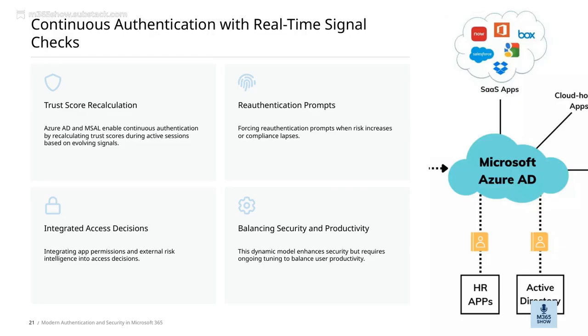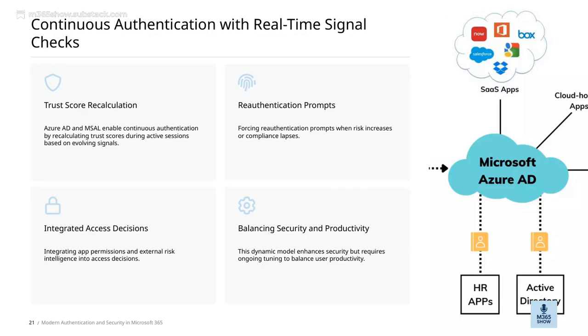And that's where Azure AD and MSAL come into play. They enable continuous authentication by recalculating trust scores during active sessions, based on signals that are constantly evolving. This way, trust isn't a one-time check but an ongoing assessment, helping us maintain security without disrupting user experience.